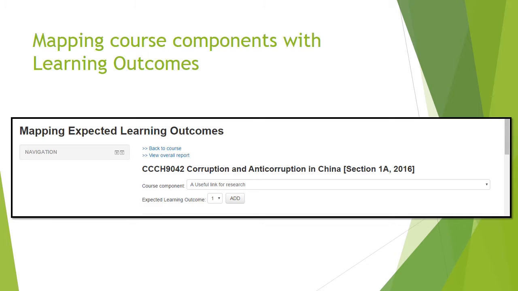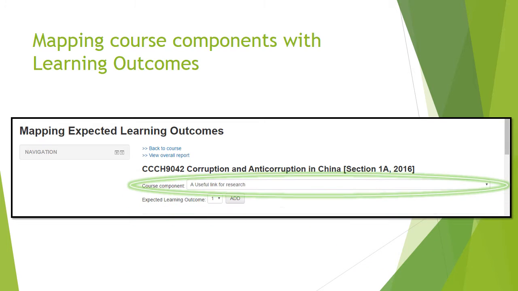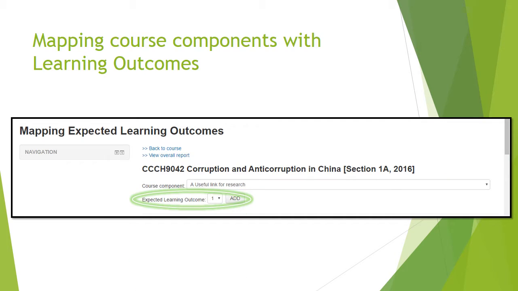The next step is to map the course Moodle components with the learning outcomes. Choose the course component from the drop-down menu here, and then choose which learning outcome this component is to be mapped with. Finally, click Add.